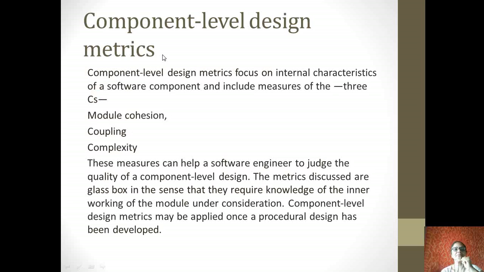Now let's see component level design metrics. The component level design metrics focus on the internal characteristics of a software component and include measures of the three C's: module cohesion, coupling, and complexity. What module cohesion is, we'll see later on, along with coupling and complexity. Let's focus on what these measures stand for. These measures can help a software engineer to judge the quality of the component level design.